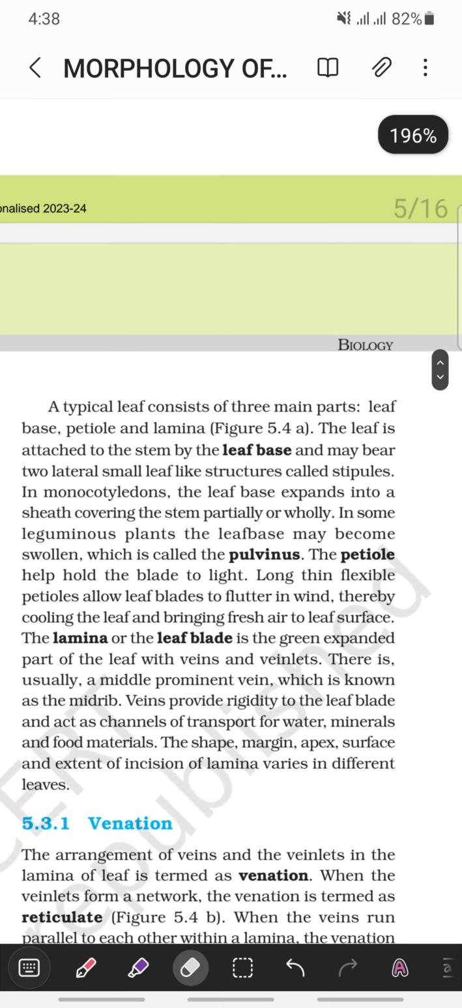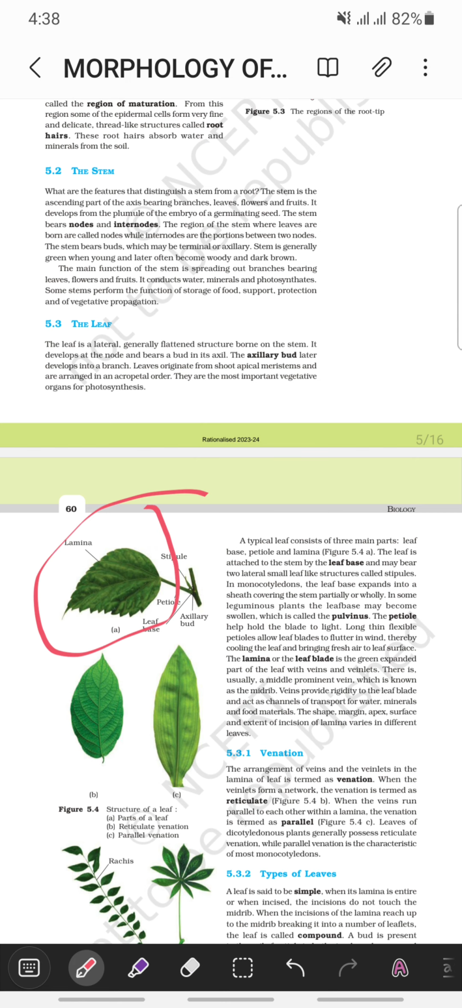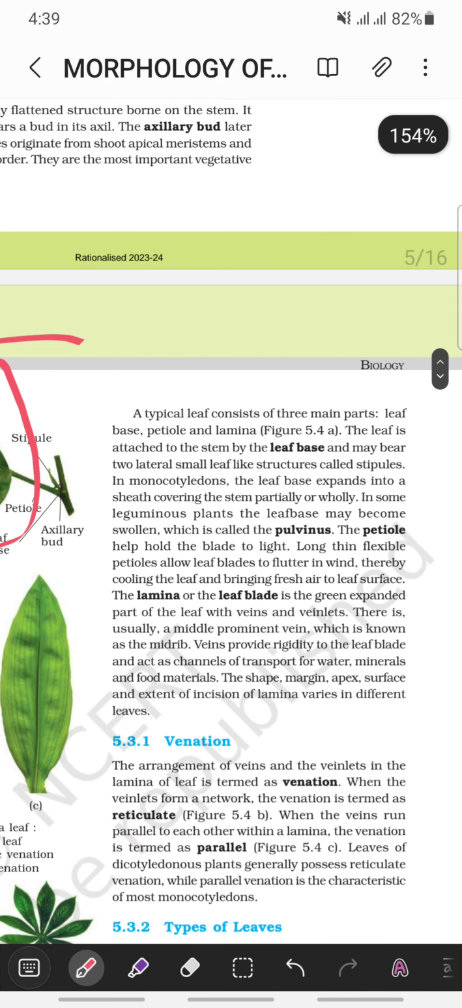A typical leaf consists of three main parts: leaf base, petiole, and lamina. Figure 5.4a. The leaf is attached to the stem by the leaf base and may bear two lateral small leaf-like structures called stipules. In monocotyledons, the leaf base expands into a sheath covering the stem partially or wholly. In some leguminous plants, the leaf base may become swollen, which is called the pulvinus.